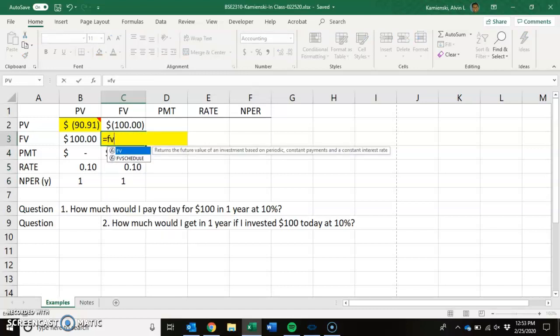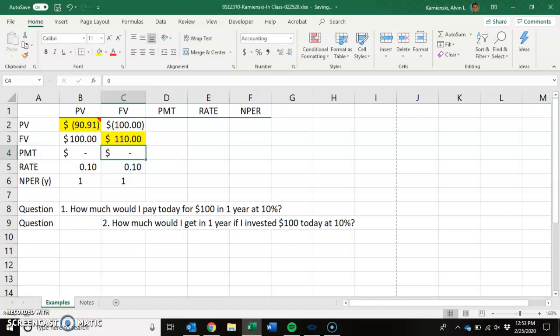For this one, equals FV, open parentheses, in order, rate, comma, payment, comma, I missed my N per, dude. I've got to do it again. Equals FV, rate, comma. Is yours comma or is yours semicolon? Yeah, be careful with that then, because you and I might miscommunicate by mistake. Number of periods, comma, me, semicolon, you, payment, present value. And then once you're done, Excel's smart enough, you can just hit enter and it knows how to finish it off.